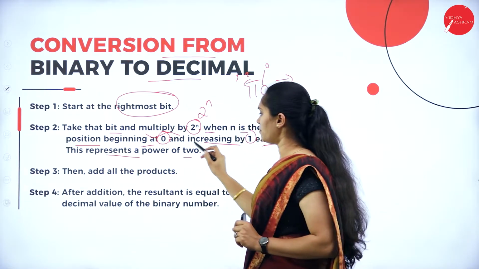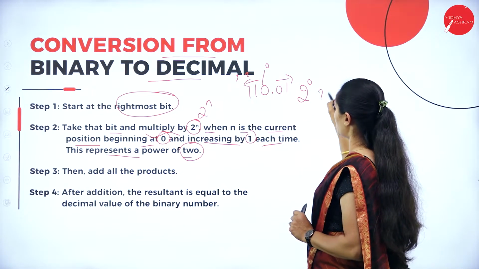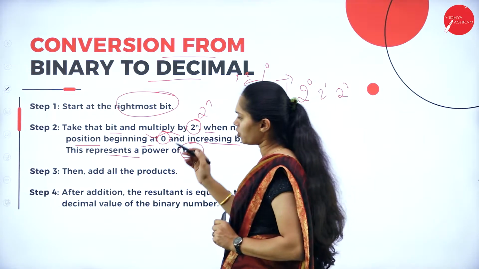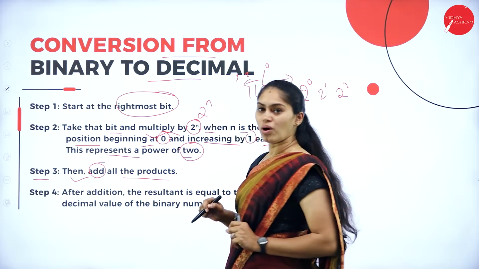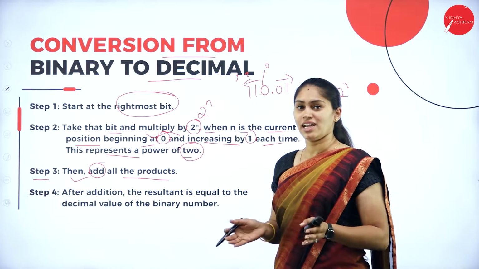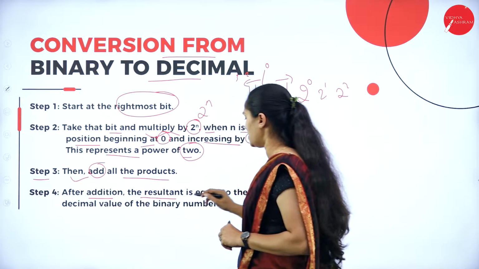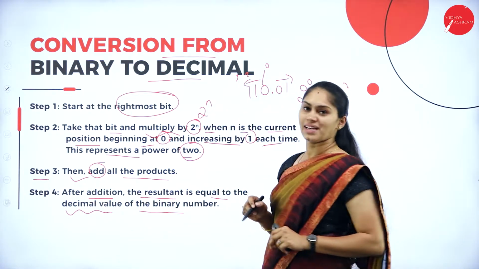Then it represents a power of 2, like 2 power 0, 2 power 1, 2 power 2. In this manner we are going to have it. Then what do we have to do in step 3? Then we have to add all the products. By multiplying, whatever we are getting needs to be added together as a product here. After the addition, the resultant is equivalent to the decimal value of a binary number.